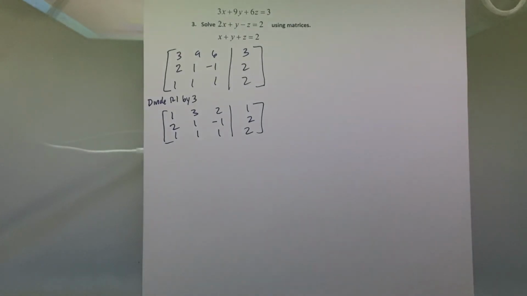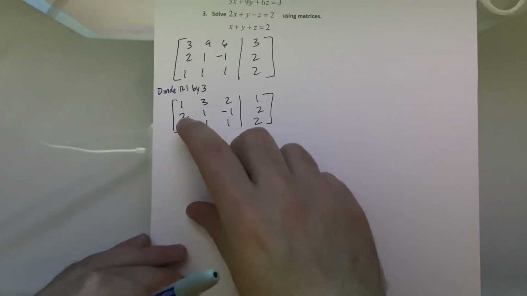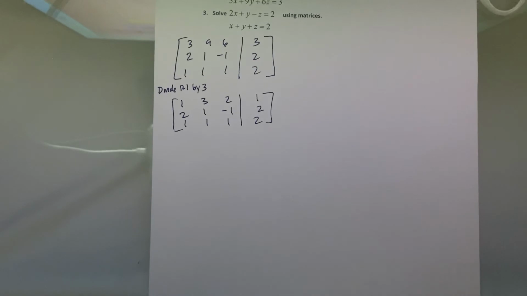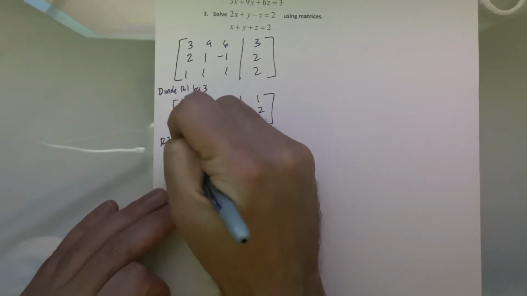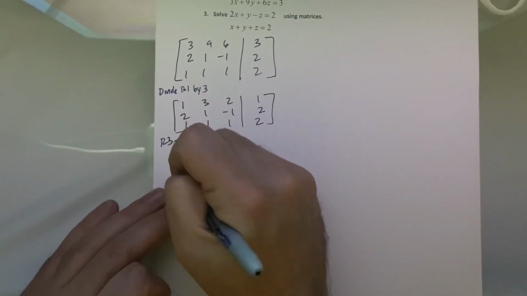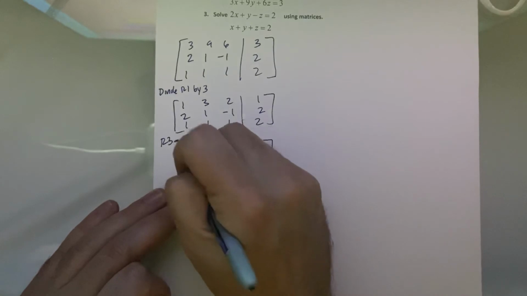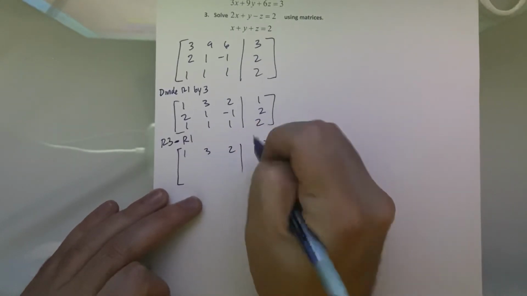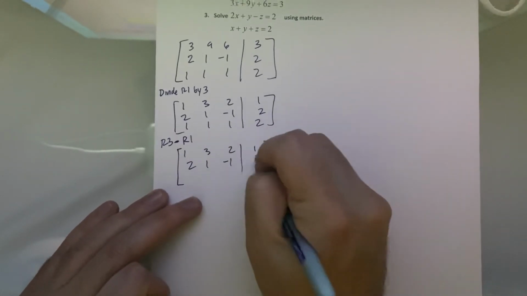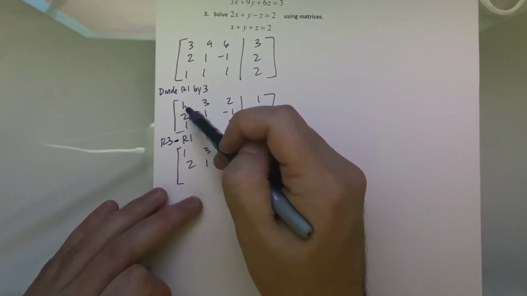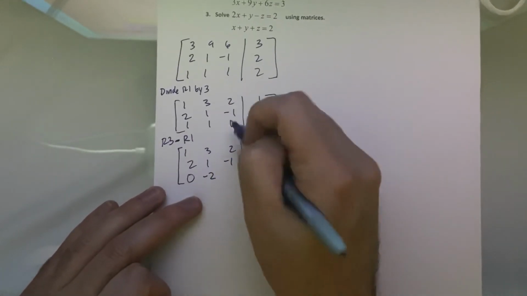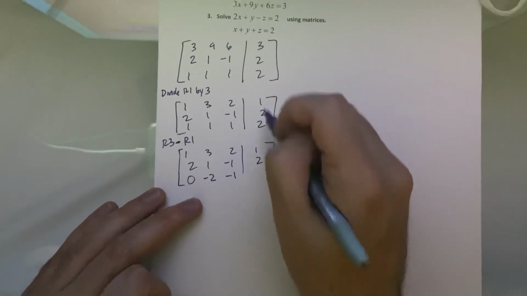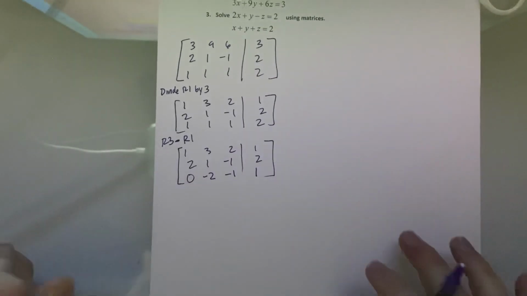Now, what I want to do is get the two numbers under this to 0, so there's no x's left in the other equations. How do I do this? I can take row 3 minus row 1, and I'm going to change row 3 into that. So row 1 and row 2 are not changing. Row 3 minus row 1, that's 0. 1 minus 3 is negative 2. 1 minus 2, negative 1. 2 minus 1 is 1.